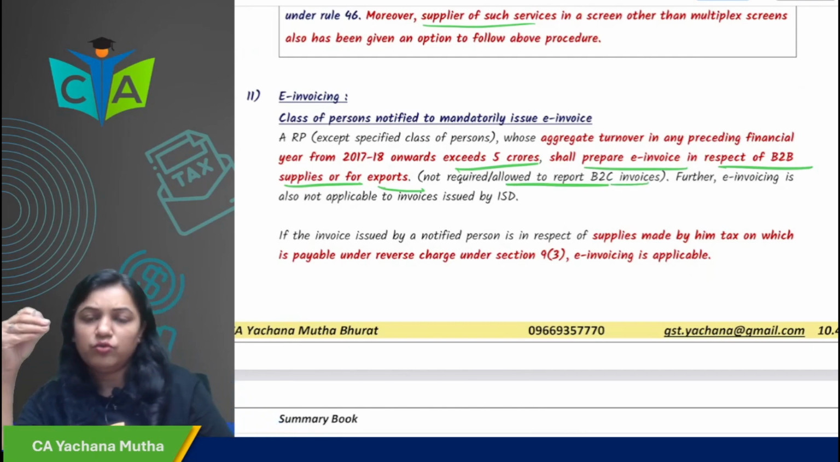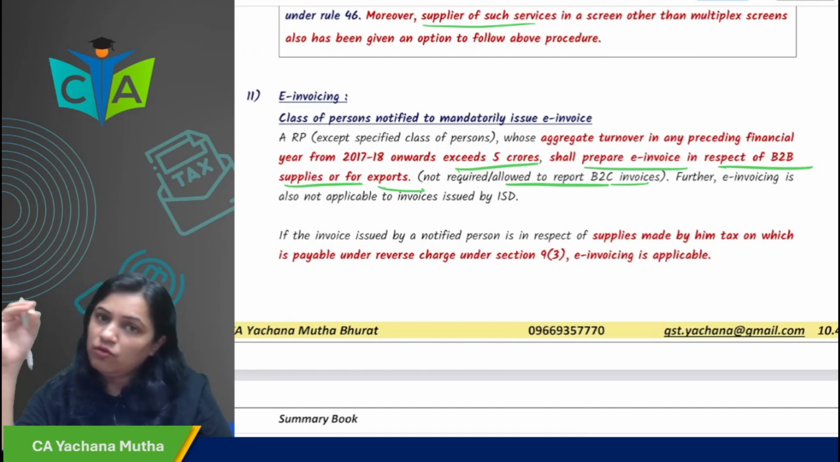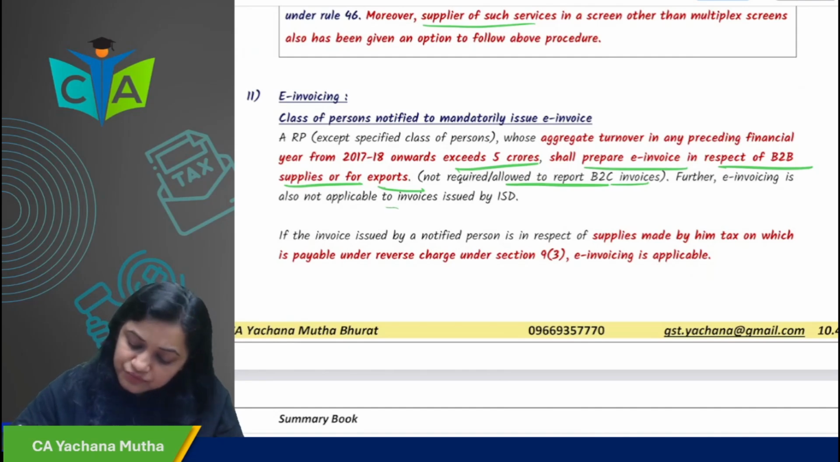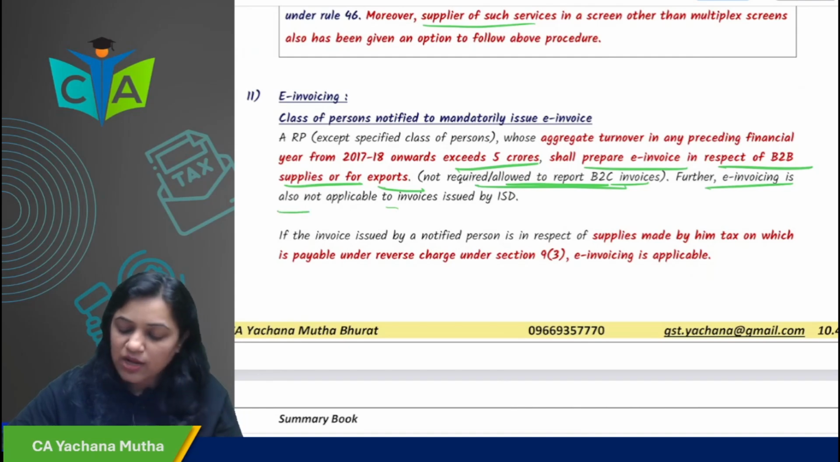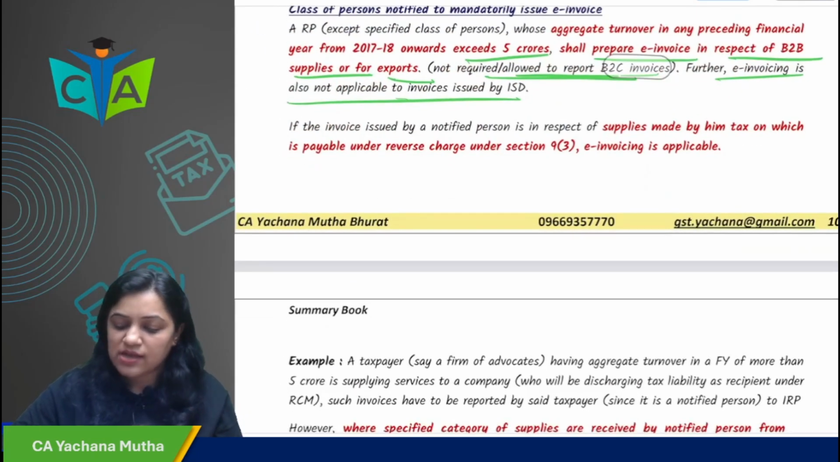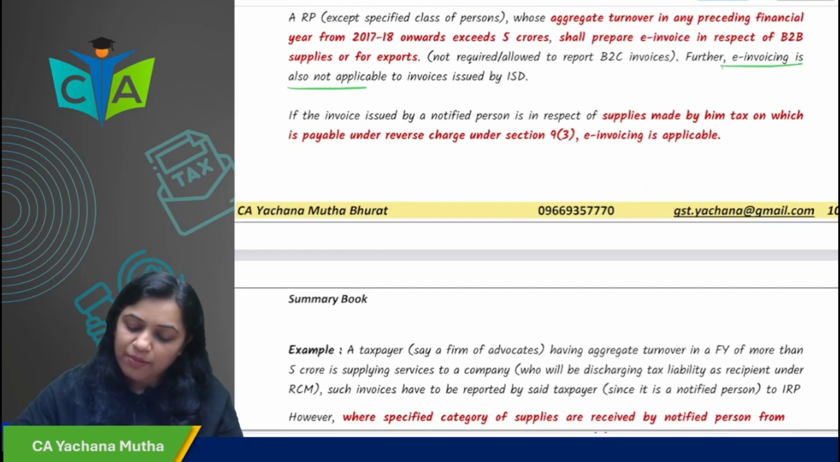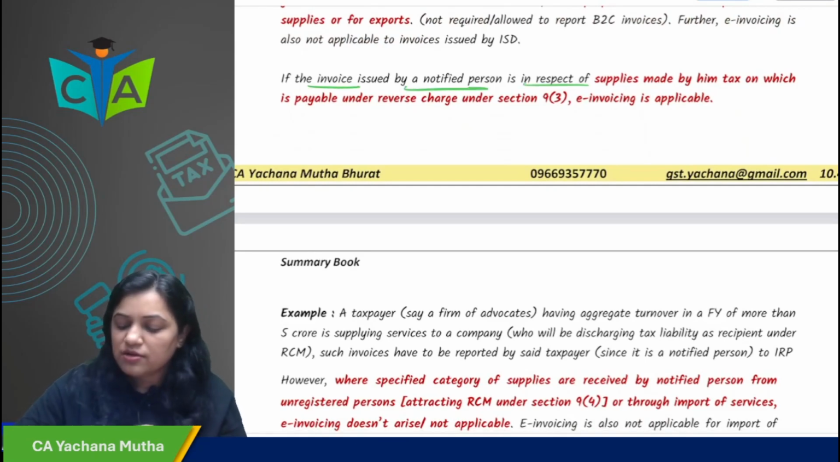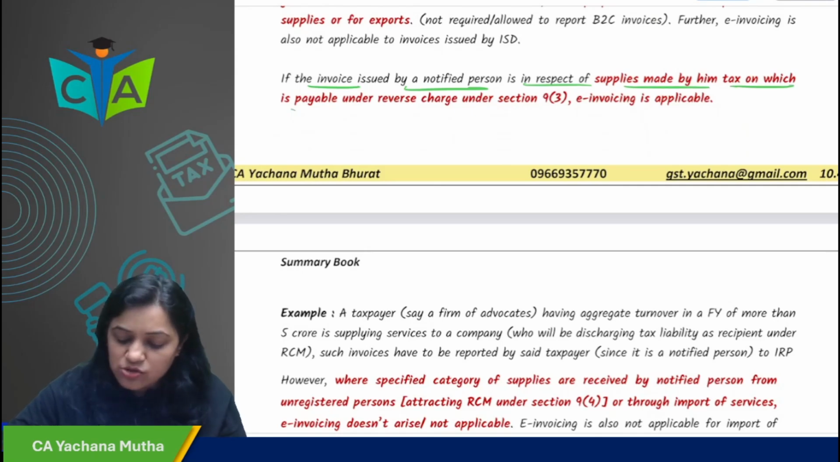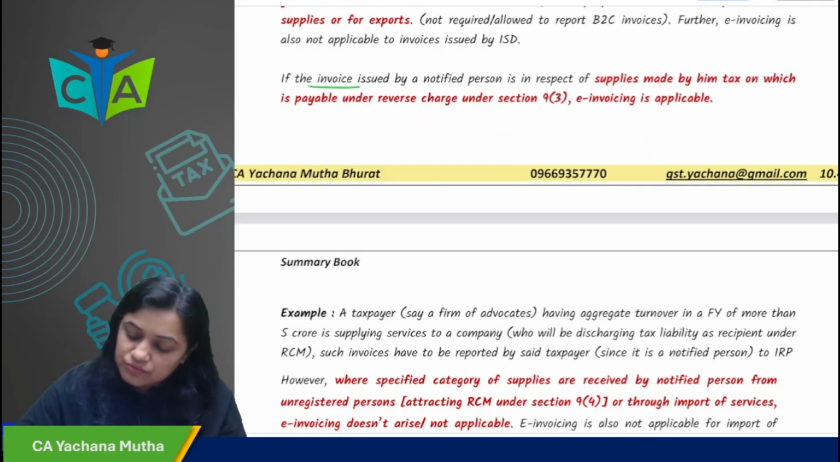So if your aggregate turnover in any preceding financial year from 17-18 onwards exceeds 5 crores, you are required to issue e-invoice for B2B supplies and for exports, not required for B2C supply. Also, e-invoicing is not applicable to invoices issued by ISD. Now, if an invoice is issued by a notified person, in respect of supply made by him, the tax on which is payable under reverse charge, e-invoicing is applicable.